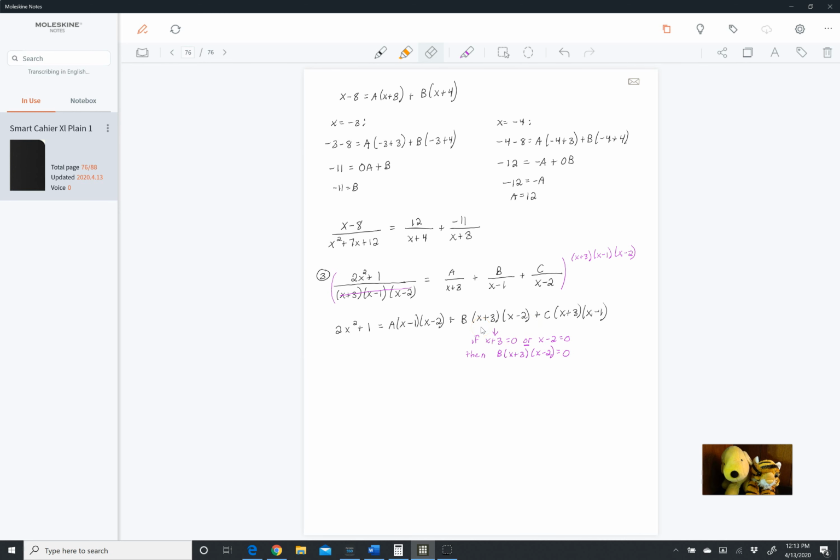Now we want to eliminate b, but we also want to eliminate c. So for here we could plug in negative 3 or 2. For here we could plug in negative 3 or 1, so there's an overlap. If we plug in negative 3, we get rid of both b and c. Okay? So get rid of both b and c, and we could solve for a.